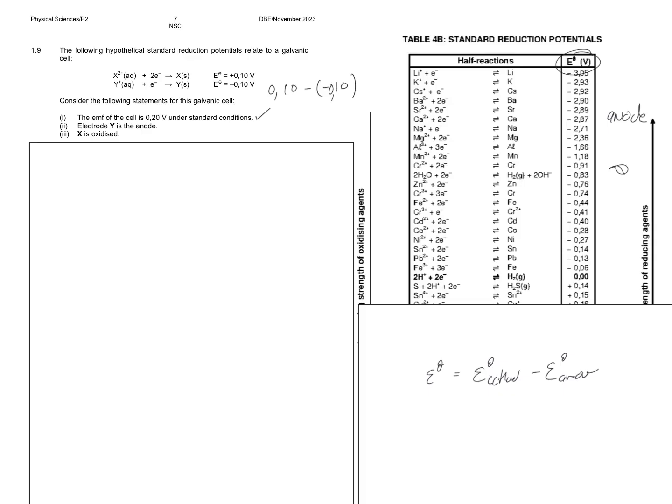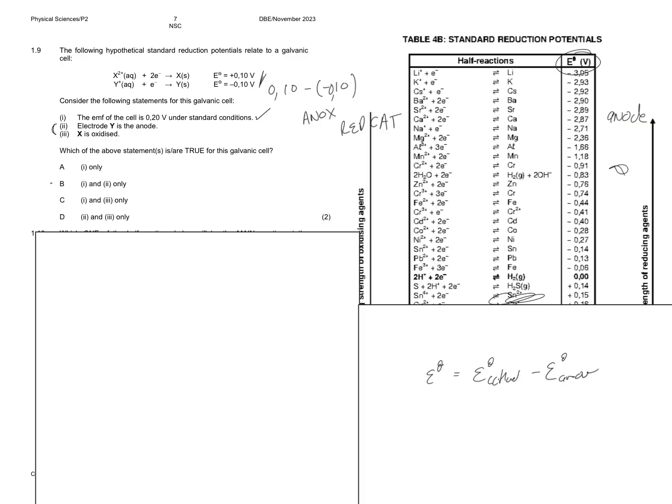That will be true because when you compare both of them, the Y is the negative one and the X is the positive one. So the X will be down here somewhere where the positive numbers are, making that the cathode. The other things you need to know: anox, the anode is oxidized, and red cat, the cathode is reduced. So basically, 2 and 3 can't be true. So if we look at this, we can cross out D immediately. There's typically always one that you can immediately cross out.